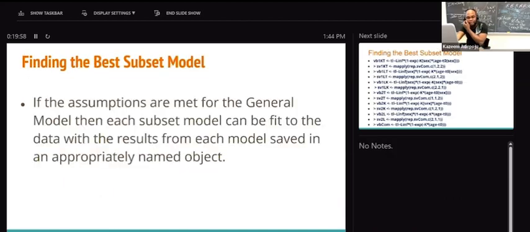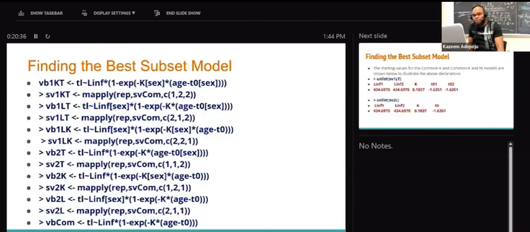Then from there, the next thing I want to do: if the assumptions are not violated in the general model, we don't need to conduct tests of assumptions on the other submodels. We're going to use the principle of mathematical induction. Since the general model is fantastic, I don't need to investigate assumption violation with the submodels.